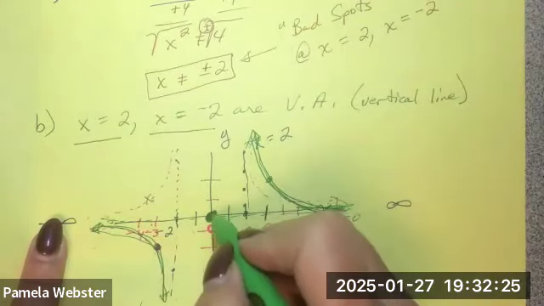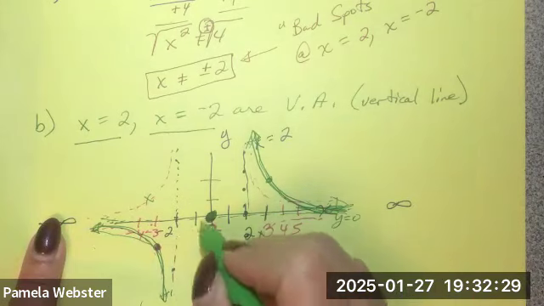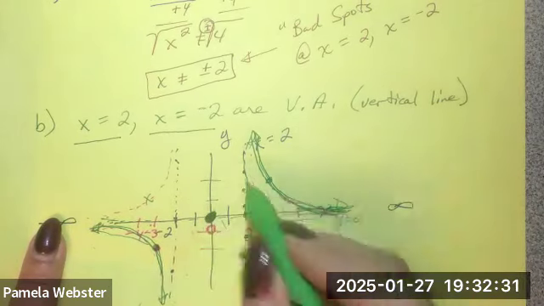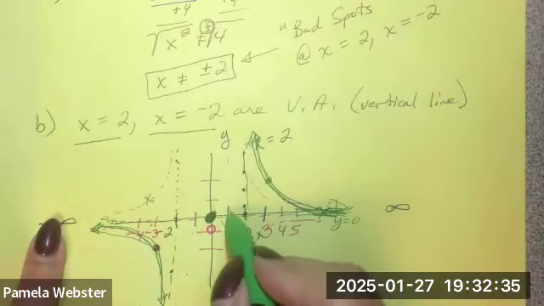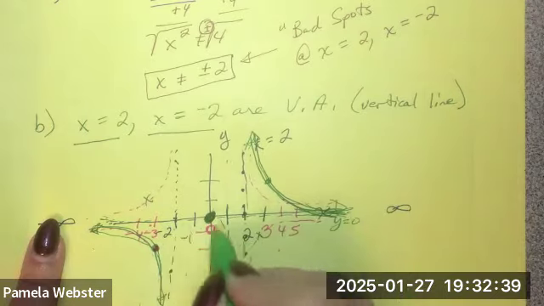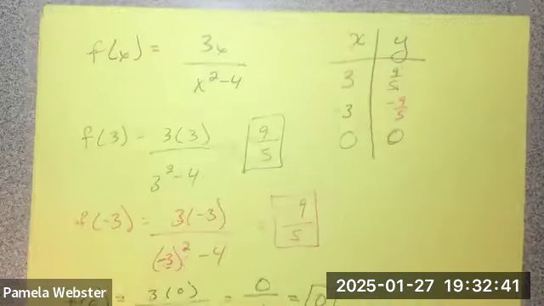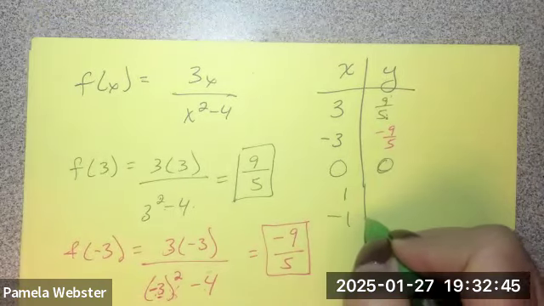It could be that it goes like this, and that's like the vertex. Could be that it goes like that. Could be that it goes like that. So I really do have to pick a couple more points, unfortunately. So I'm going to pick 1 and -1 because they're in this middle section. So I need to do a couple more points. Sorry, guys. 1 and -1.